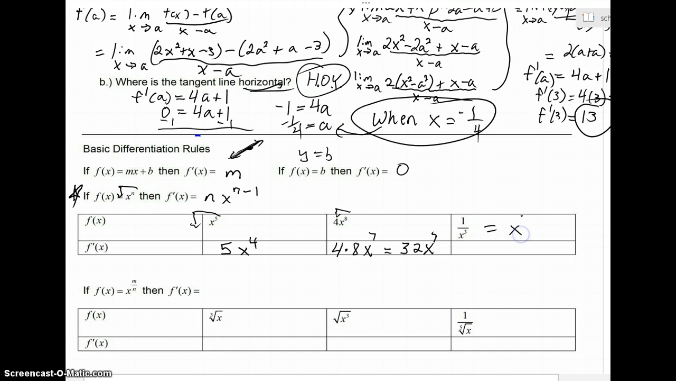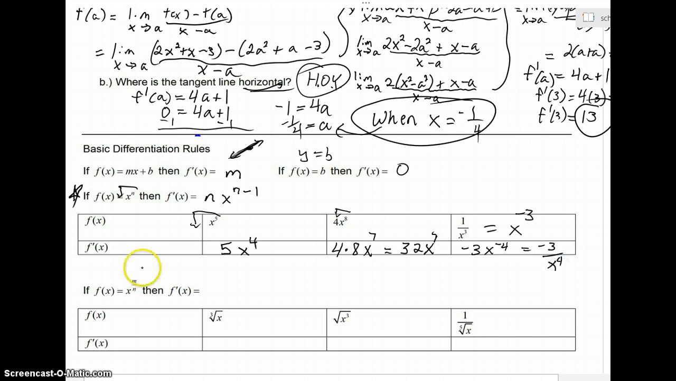Look, if I give you x to the negative third, though, that's what 1 over x to the third is. Bring the negative 3 out in front. Subtract 1 from negative 3, you'd get negative 4. Negative 3x to the negative fourth would be your derivative, your tangent line slope, or your instantaneous rate of change. This could also be written as negative 3 over x to the fourth.